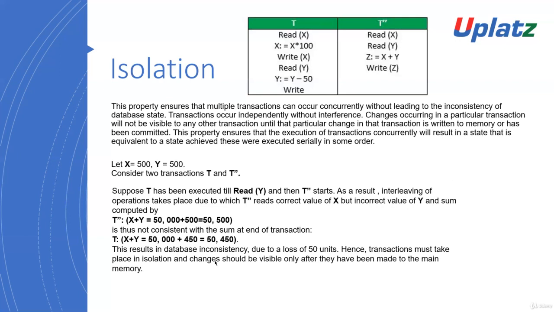Hence, the transactions must take place in isolation, and changes should be visible only after they have been made to the main memory. So as I told you, it is necessary that whatever changes we are making to the database are supposed to be updated, are supposed to be committed. Only then, if you are trying to read that data, is it correct to be read. And in that case, there will be no data inconsistency.